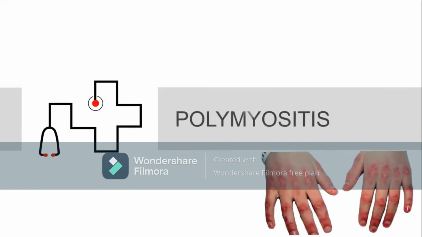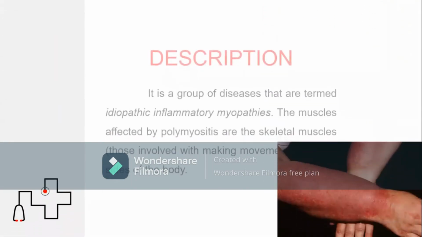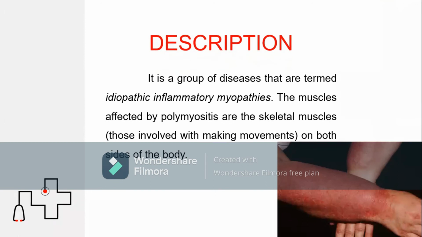Next is polymyositis. Polymyositis is a group of diseases that are termed idiopathic inflammatory myopathies. The muscles affected by polymyositis are the skeletal muscles on both sides of the body. It is more common in women than men, and usually seen between ages 40 and 50 years.